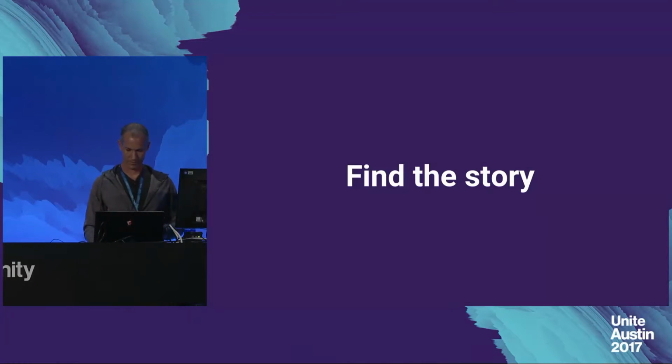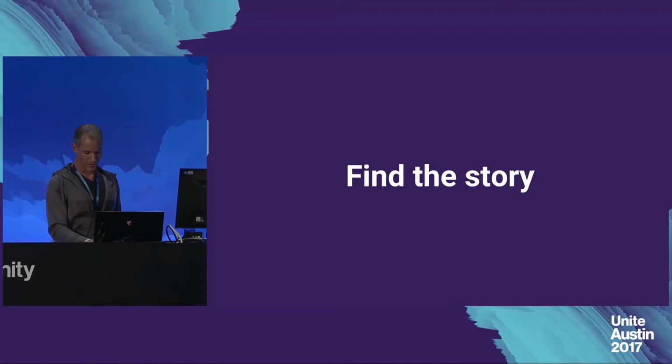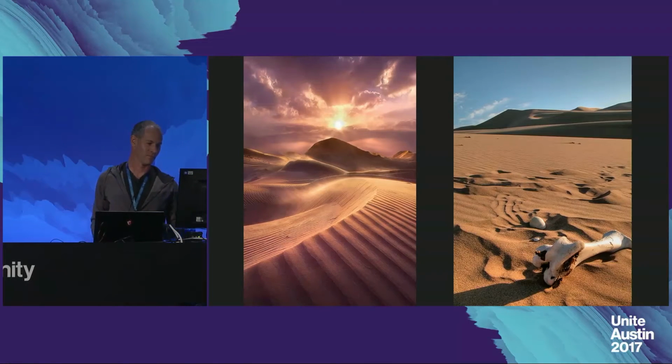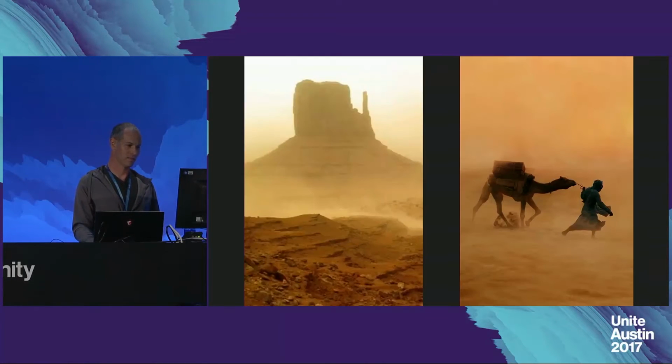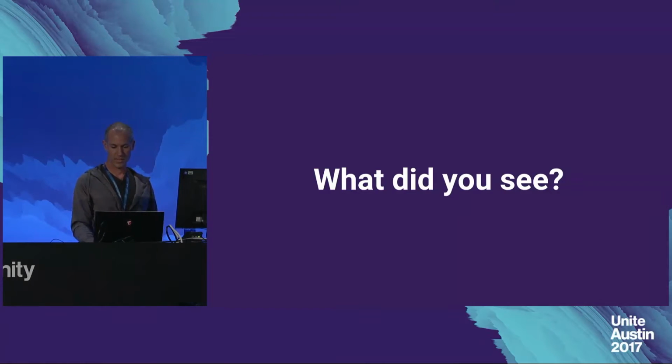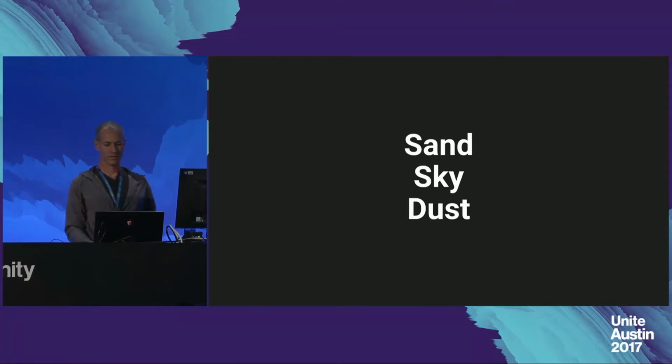Okay, here we go. All right, we're going to do it again. Find the story. So we've got a desert environment. Lots of sand, texture, light. Okay, what did you see? Sand, sky, dust, that sort of thing.